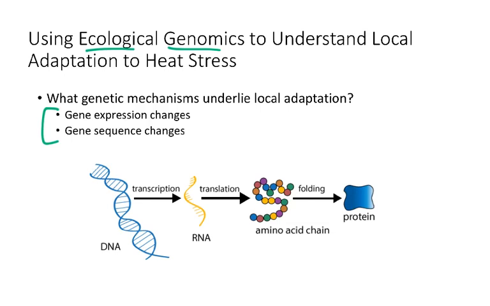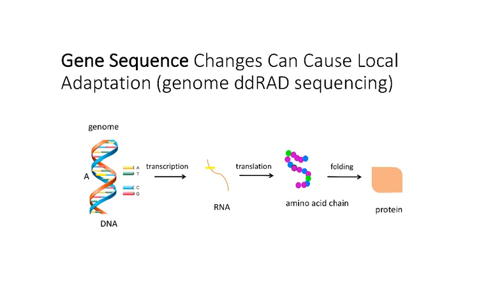So let's go back to a brief refresher here of the process of gene expression. We start with our DNA that's transcribed to RNA, translated into amino acids, and then folded into our final protein. So it's possible that gene sequence changes can be causing local adaptation.